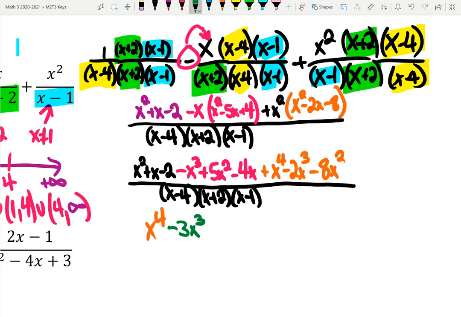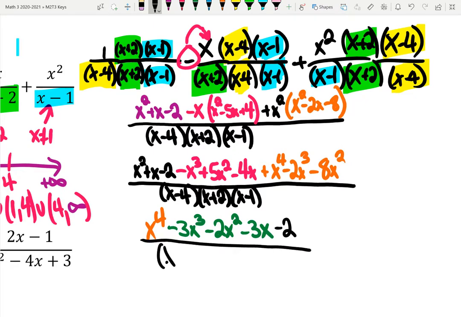Then I go to my x squares. I see x squared plus 5x squared, which is 6x squared. Minus 8x squared is going to be minus 2x squared. I'm going to keep on looking. I see an x. I see a negative 4x. Those combine to be negative 3x. And then finally, I see a negative 2, all over x minus 4 times x plus 2 all over x minus 1.